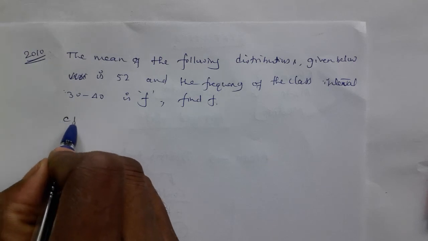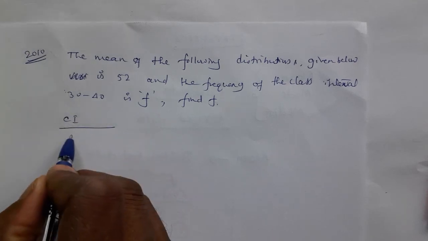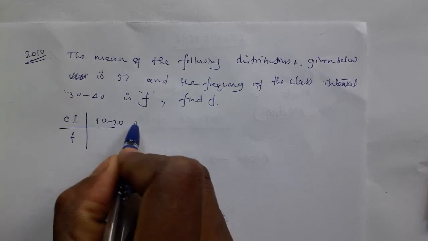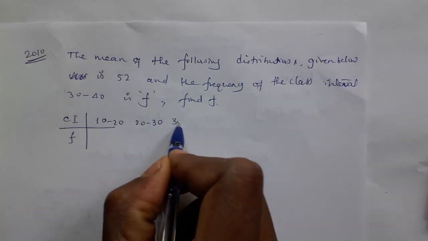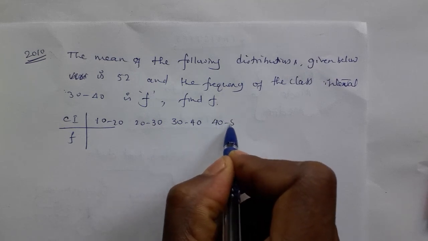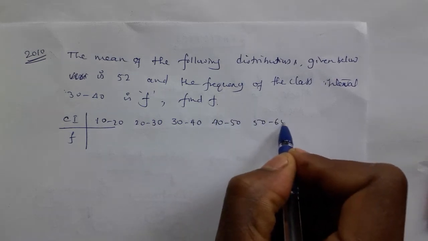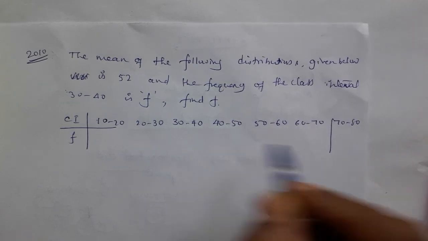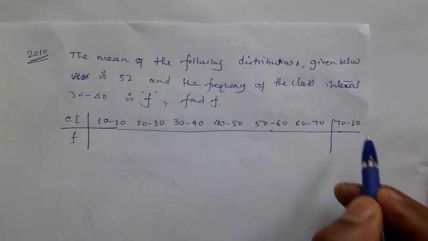The question has Ci in one row and f in another row. In the Ci row, 10 to 20, 20 to 30, they are increasing by 10 from the previous class interval, up to 50 to 60, 60 to 70, and 70 to 80. So 80 is the last. We'll put it in our row.